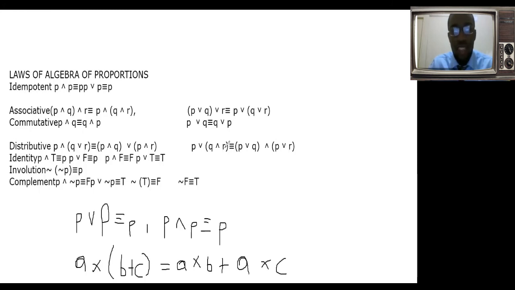Then you have what's known as the identity law, which tells you that P and true is P. Think about it: if P is false, false and true is false, and so it's still P. If P is true, then true and true is true. And so P and true is P. Then P or false is P, because if P is true, true or false is true, so the result is still P. If P is false, then false or false is false, and so the result is still P.